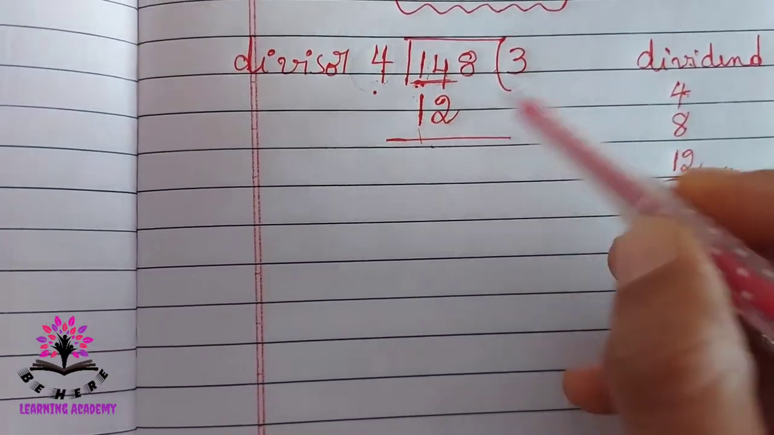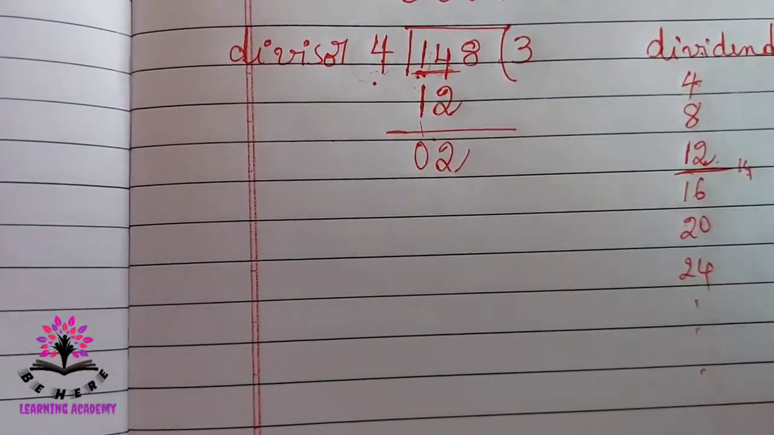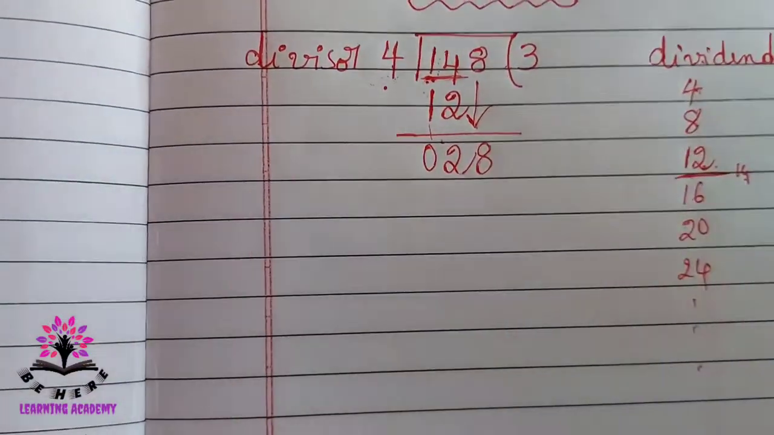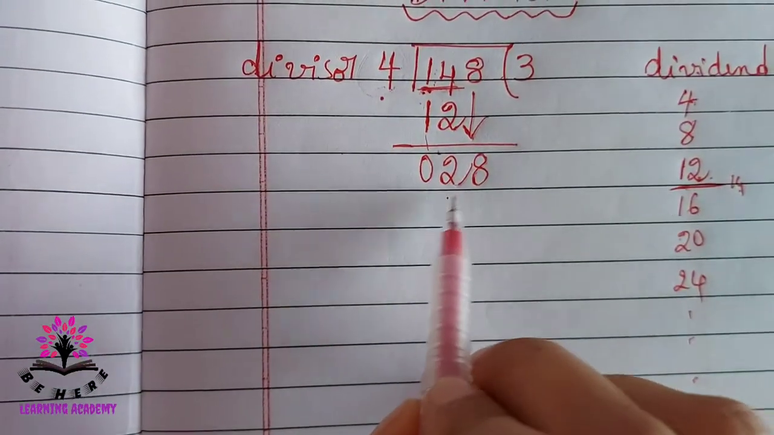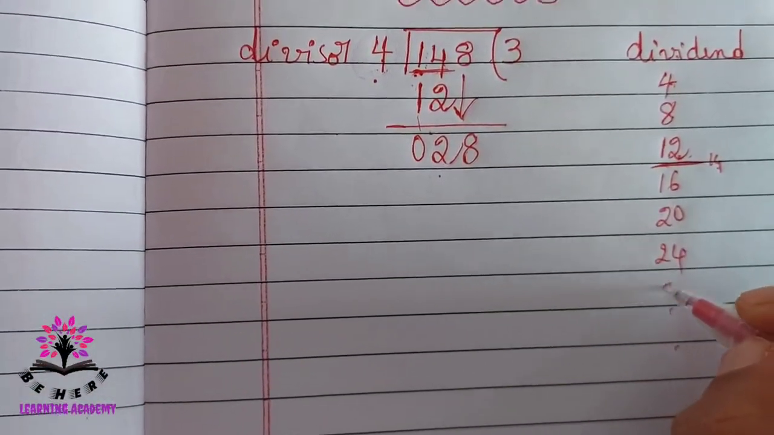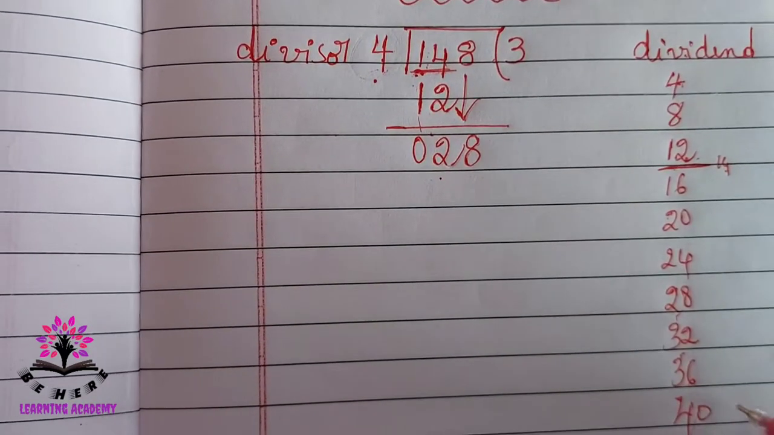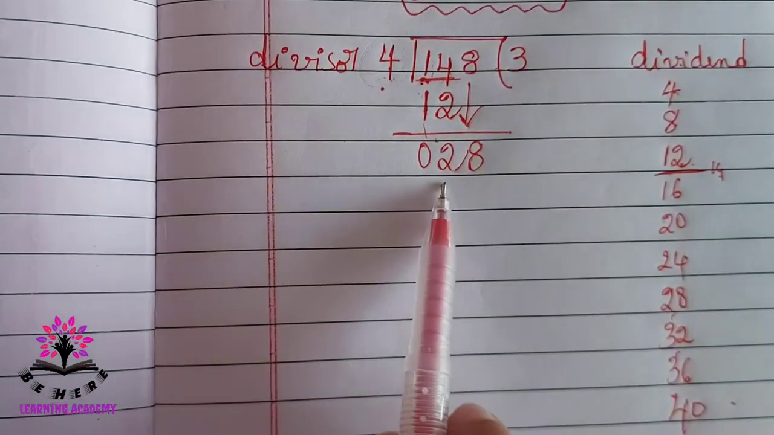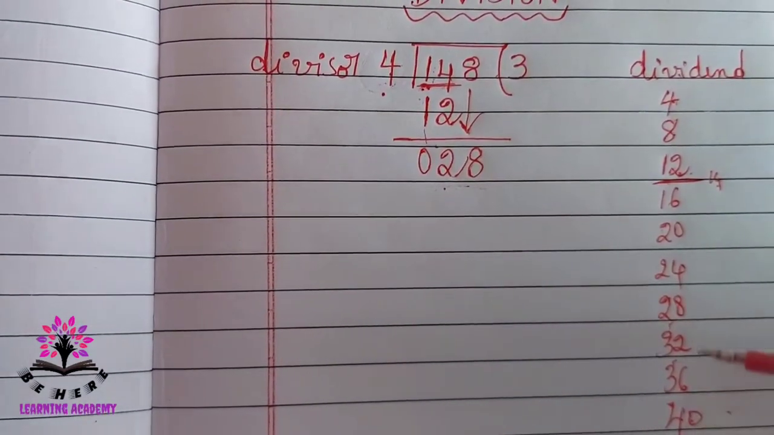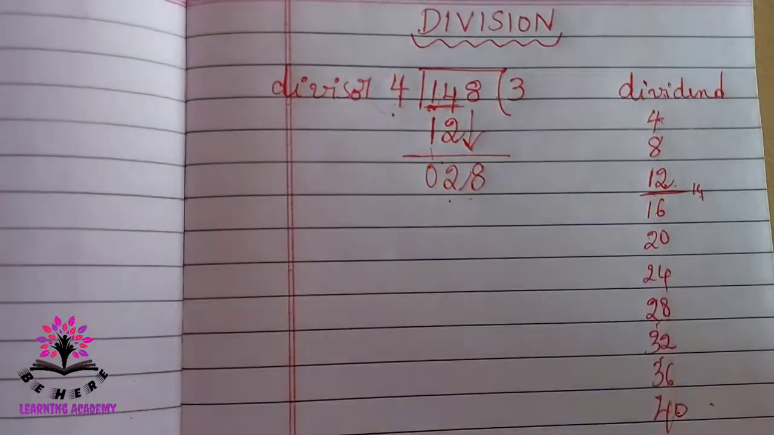So 4 minus 2 is 2, 1 minus 1 is 0. Then you see here 8 is remaining, so you have to bring that 8 downwards. So it will be 28. Now let us continue here. After 24 it is 28, then 32, 36, 40, isn't it? So now here it is 28. Where does 28 come? Yes, it is directly given here.